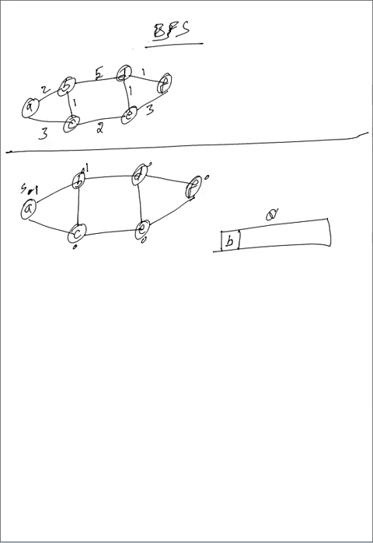Now from B we will check which are the adjacents of B, that is A and C. Now we will check that particular thing.